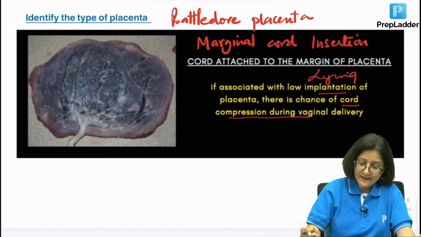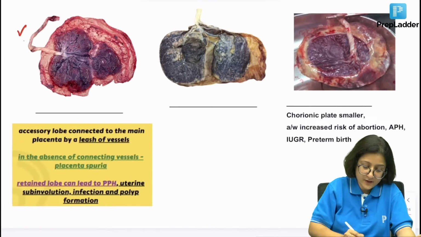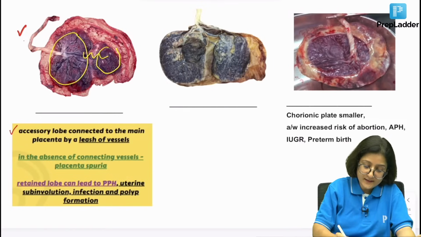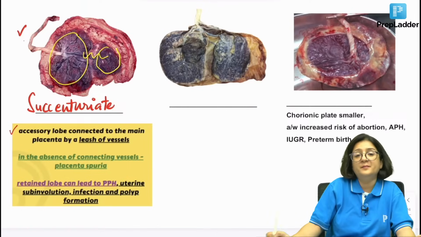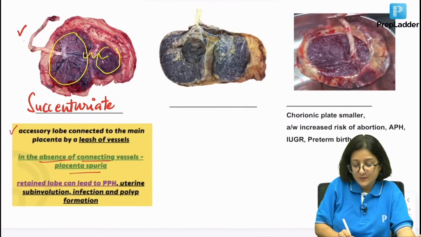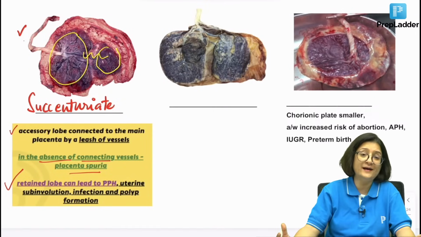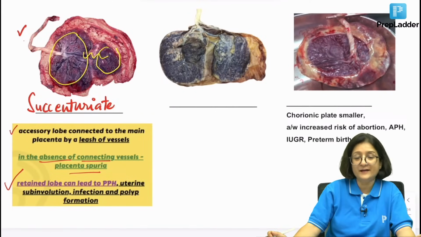All right, next image here. Yes, image on the left, first image on the left, there is an accessory lobe which is connected to the main placenta by a leash of connecting vessels, right? This is called succenturiate placenta. Excellent. Sometimes there may be an accessory lobe but without any connecting vessels. That is called placenta spuria. The clinical significance: this extra lobe may be accidentally left behind during placental delivery, and it can lead to retained placental lobe that can lead to PPH.